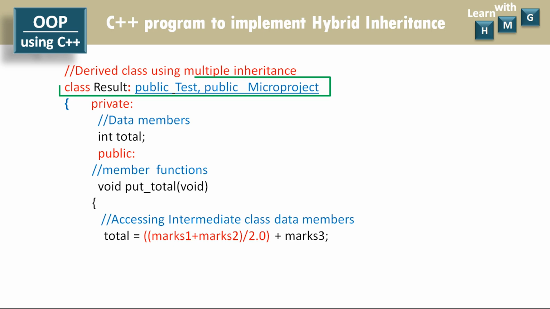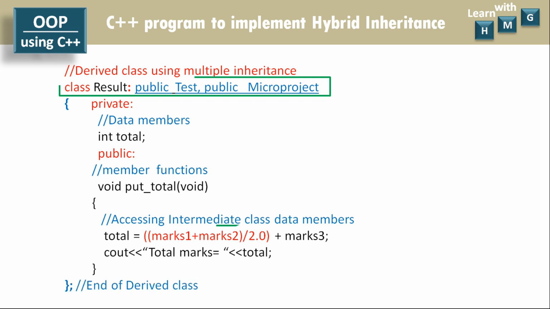The average of the test marks will be out of 20 and marks 3 will be out of 10, and like this we will get the total out of 30, and let us display the total marks. So like this, the putTotal function just calculates the total marks from test marks and micro project marks and displays it. End of the derived class.